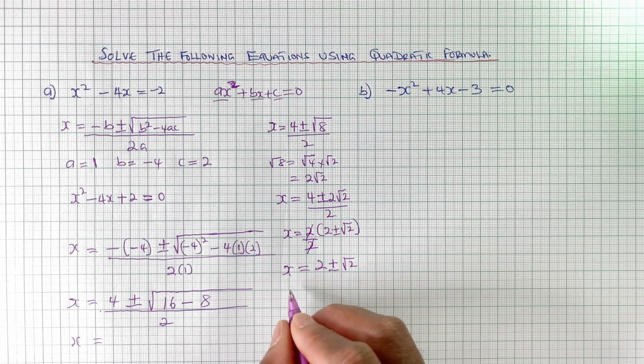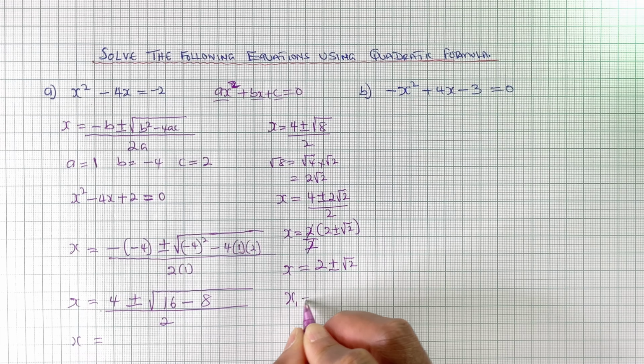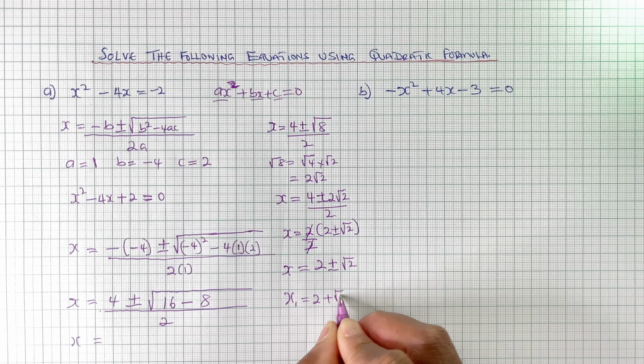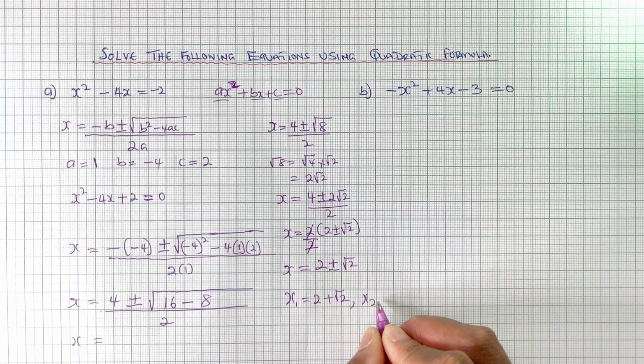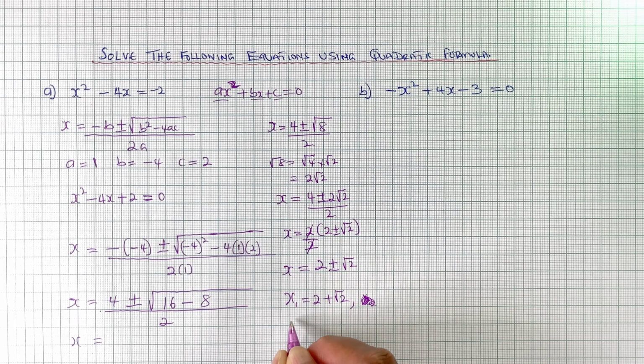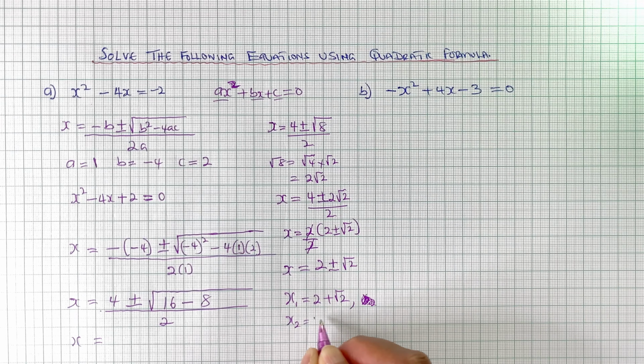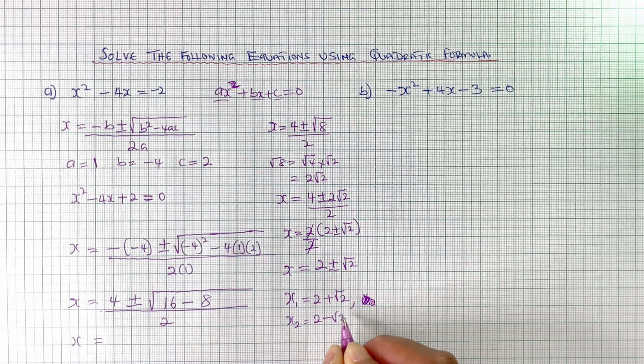So that means I have two values of x. x1 will become 2 plus root 2, and x2 will become 2 minus root 2.